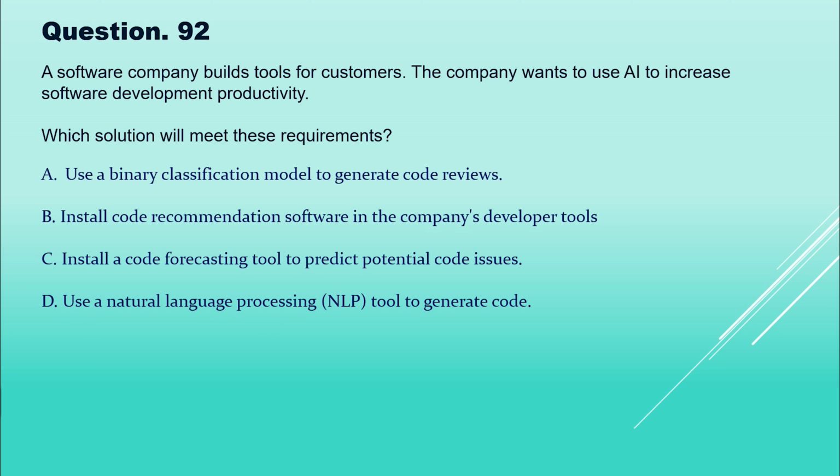And the correct answer here will be option B. Install code recommendation software in the company's developer tool. Because code recommendation tools can be helpful, but they are often focused on suggesting improvements or alternatives to existing code rather than generating new code from scratch. While useful, it may not provide the same level of productivity boost as an NLP based code generation tool. So option B is correct here.